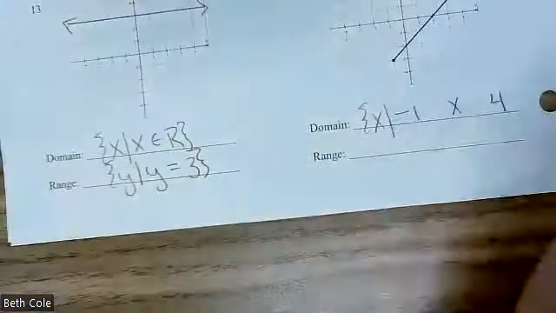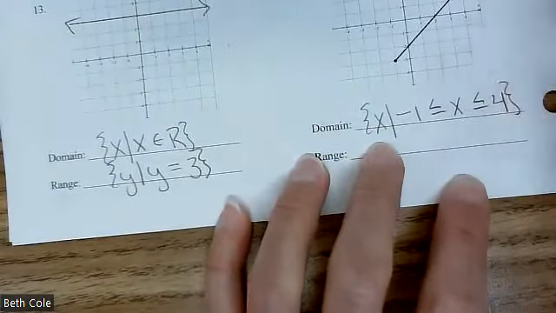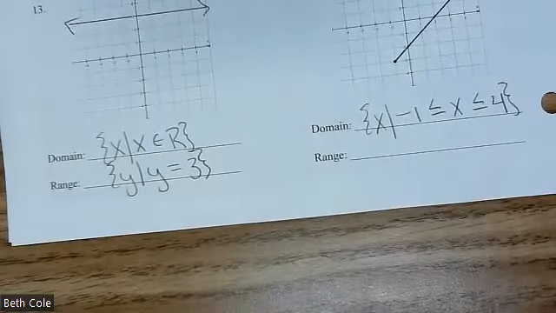Left to right. Left to right. And you will put the equal tos because they're closed circles. If they were open, you wouldn't put this.